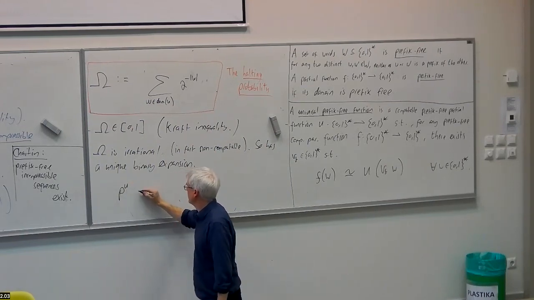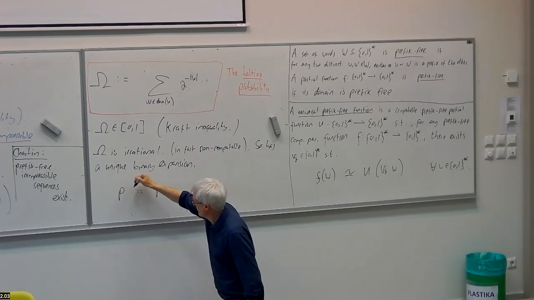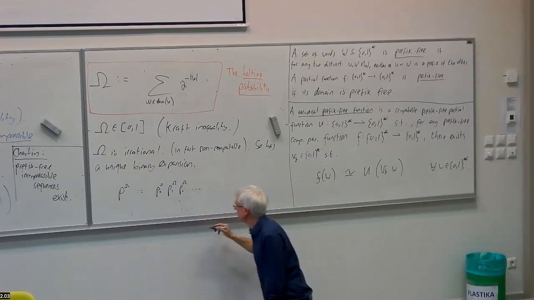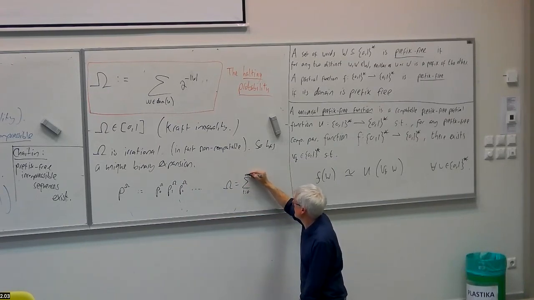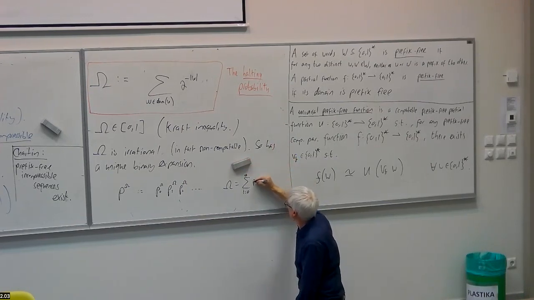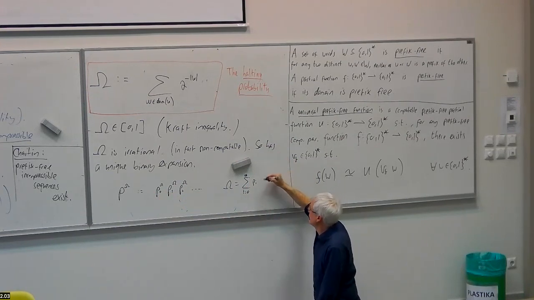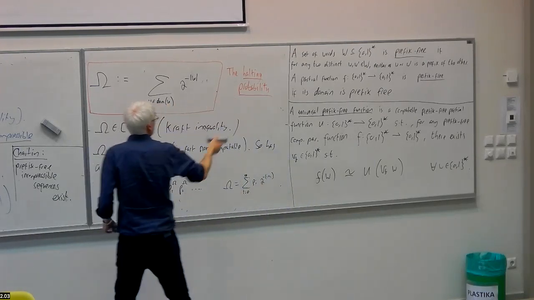P superscript omega 0, P superscript omega 1, P superscript omega 2, etc., which satisfies the property that omega is the sum from i counting from 0 to infinity. Well, just the usual way of interpreting this as 0.P0, P1, P2 as binary digits, so that's Pi times 2 to the minus (i plus 1).